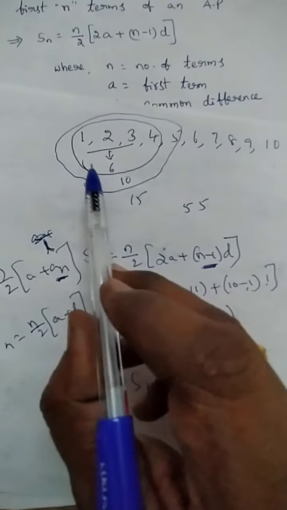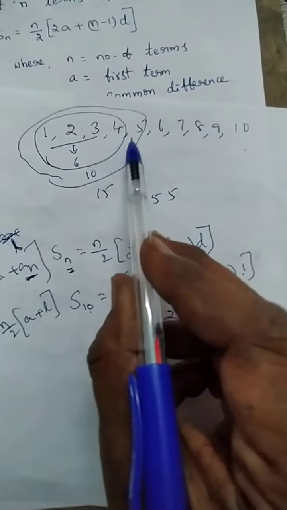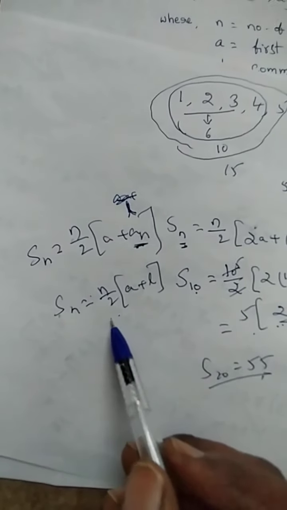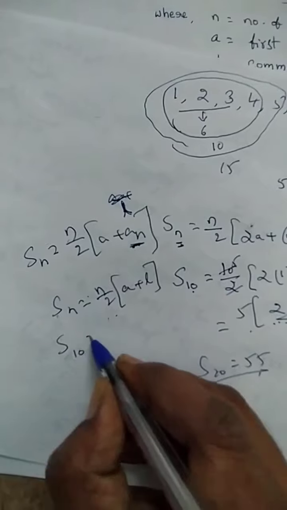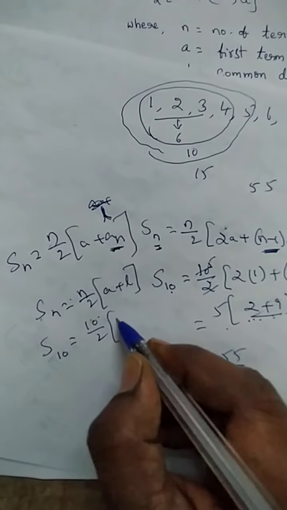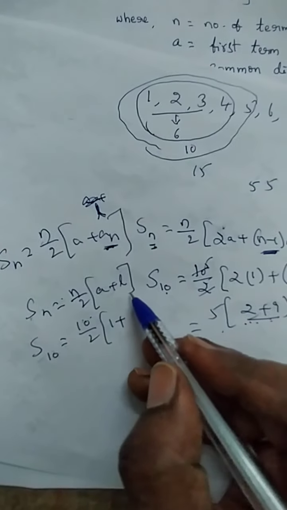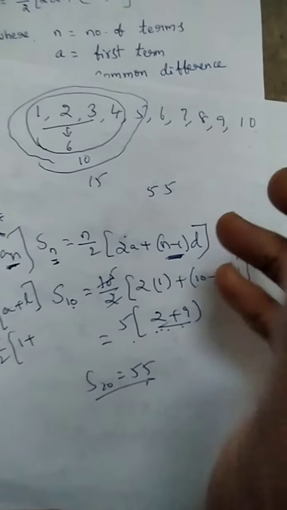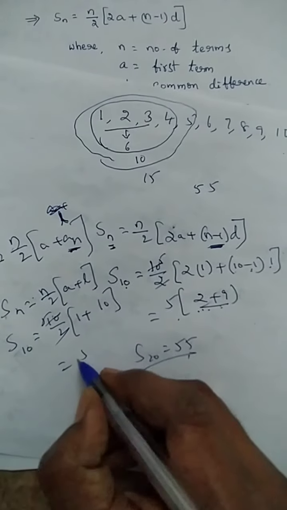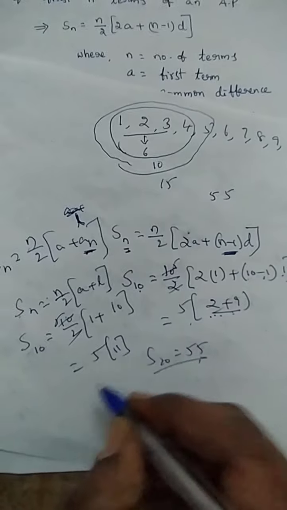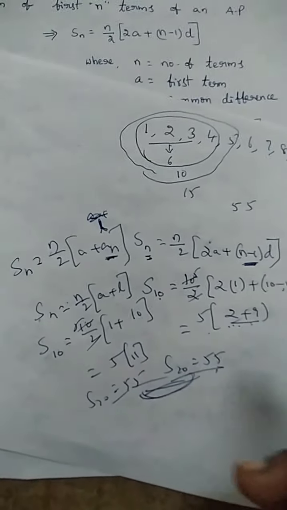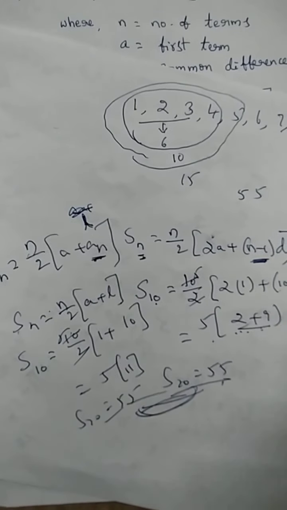To find the sum of the first 10 numbers, we can apply this formula, and the result is 55. Here n is the number of terms, 10, so 10 by 2. a is the first term, 1 in this problem. l is the last term, which is 10. So 2 ones are 2, 5s are 5, 1 plus 10 is 11, and 11 5s are 55. In both cases, we get the same result.